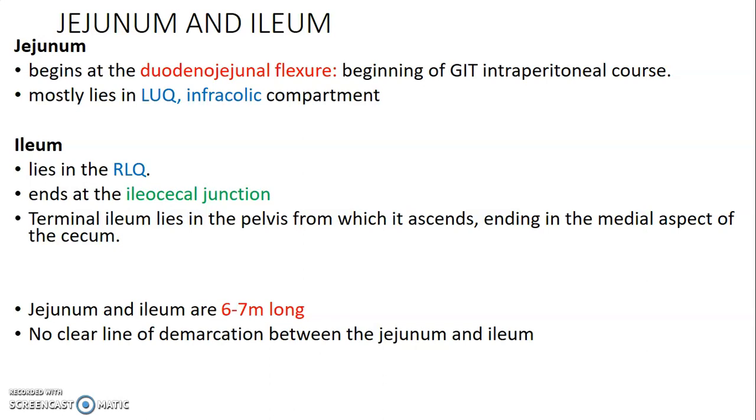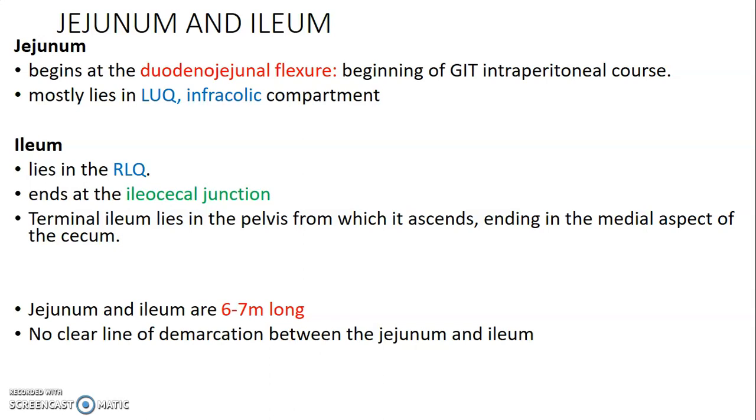So the jejunum begins at the duodenojejunal flexure. It's a continuation from the duodenum, and it is actually the beginning of the intraperitoneal course of the gastrointestinal tract. Remember, from the duodenum you get to the jejunum before the ileum. So it's from the flexure where the GIT enters intraperitoneally. So it mostly lies in the left upper quadrant, in the infracolic compartment below the transverse colon.